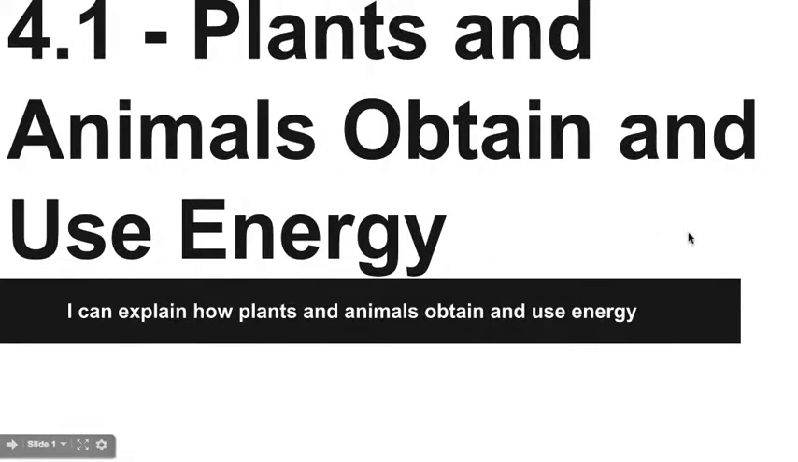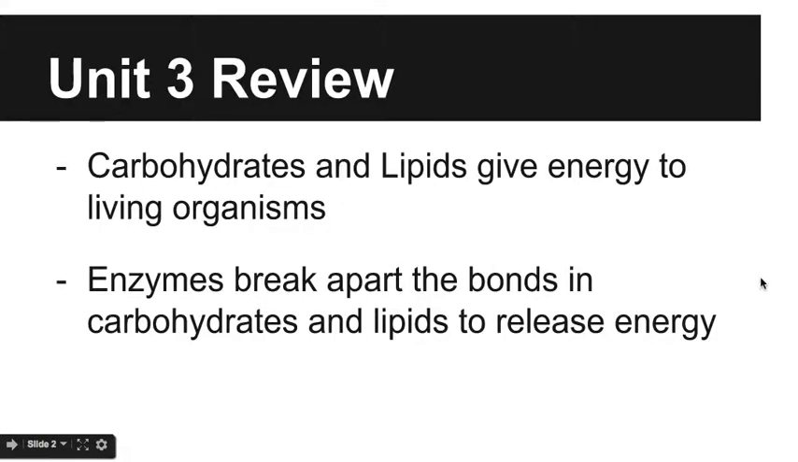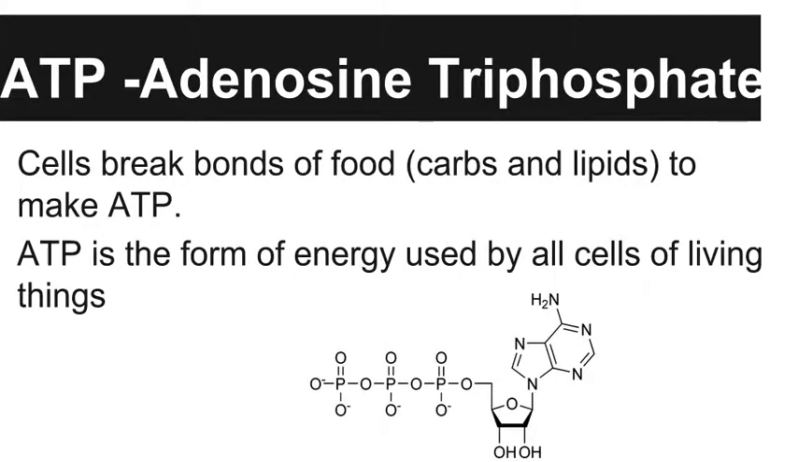So let's review what we learned in Unit 3. We learned that carbohydrates and lipids give energy to living organisms. So remember, carbs were short-term energy, lipids were long-term energy. And we learned that enzymes break apart the bonds in the carbohydrates and lipids to release energy. So we told you all that, but the truth is there's a little bit more to that story. And it goes like this.